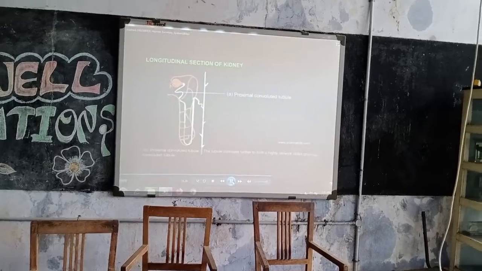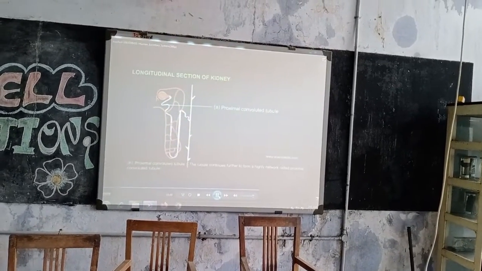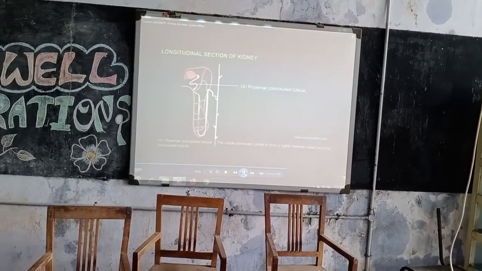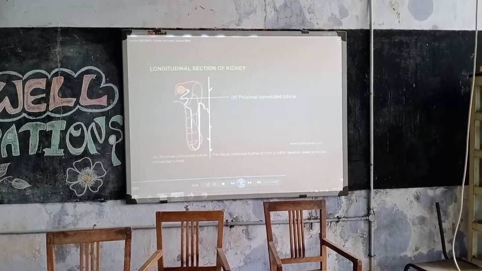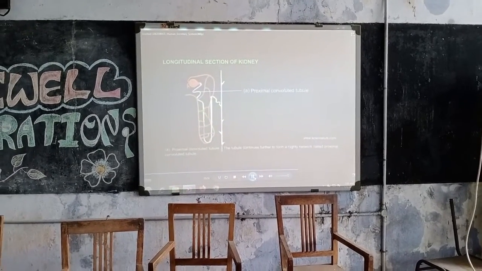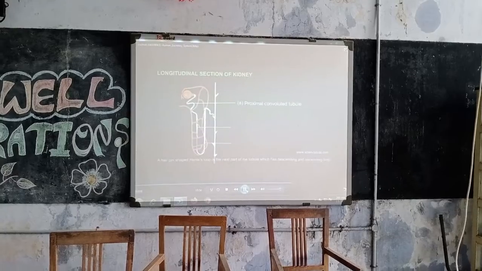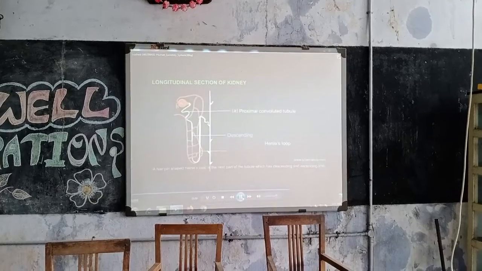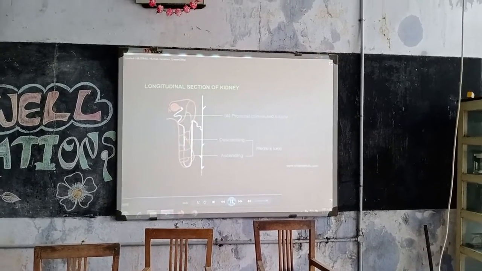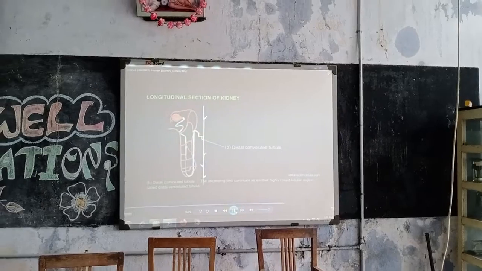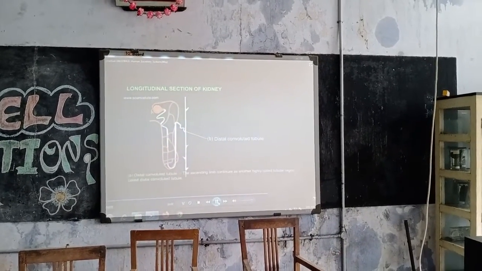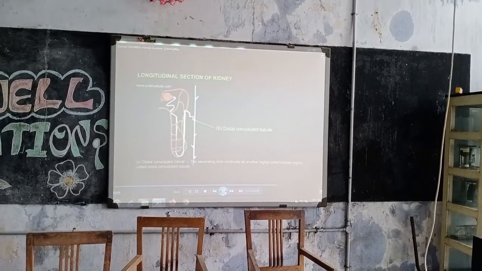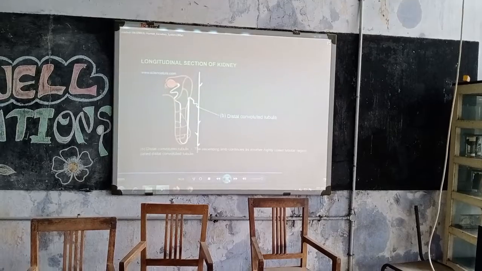A. Proximal convoluted tubule. The tubule continues further to form a highly coiled network called the proximal convoluted tubule. A hairpin-shaped Henle's loop is the next part of the tubule, which has a descending and an ascending limb. B. Distal convoluted tubule. The ascending limb continues as another highly coiled tubular region called the distal convoluted tubule.